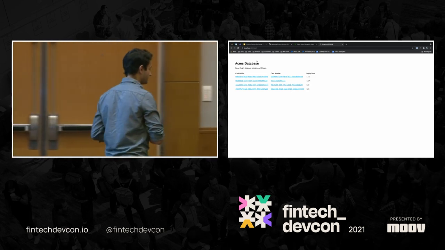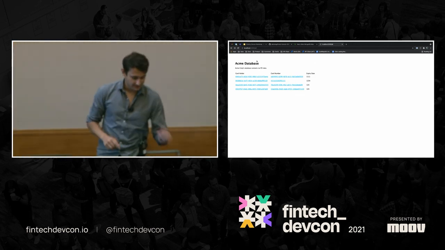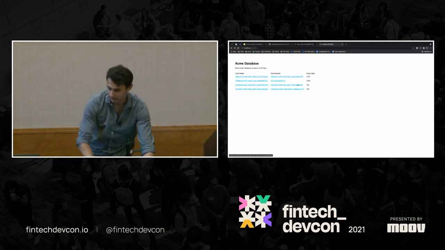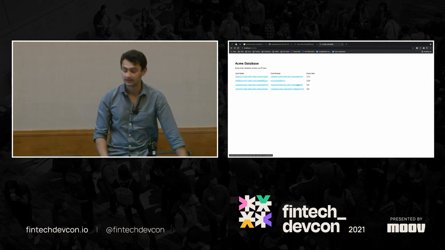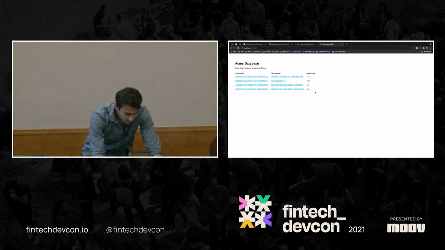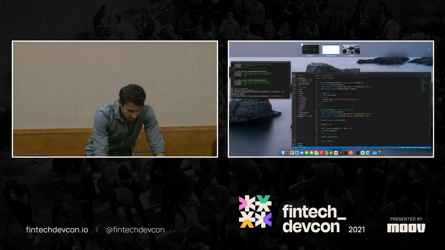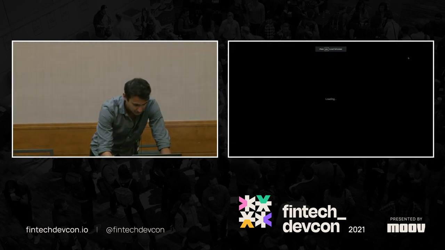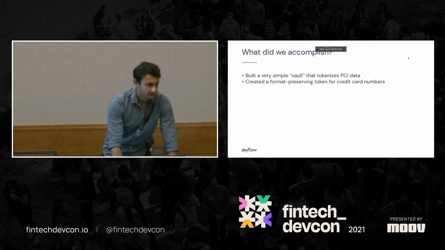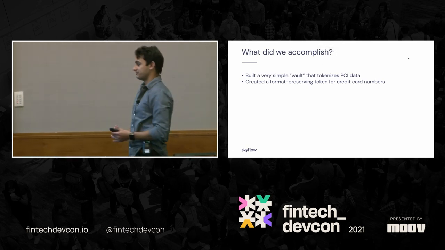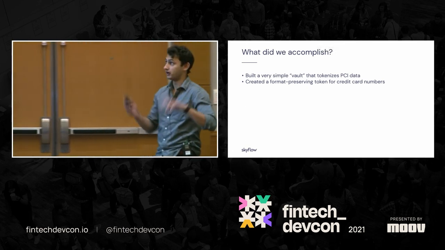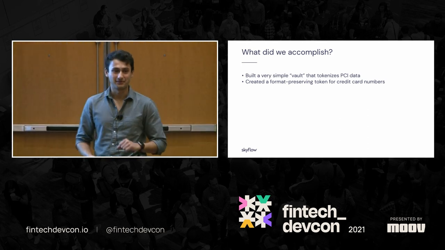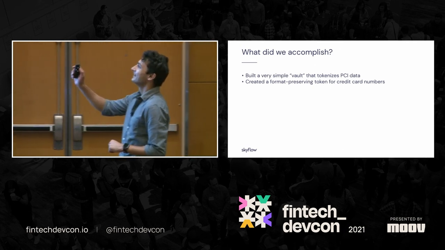Unfortunately, we don't have time to get to that right now. But if we want to do that, there's a very simple fix. We'll push the finished code to that repository if anyone is curious. Cool. So with that, I'm going to go back to the presentation and do a quick recap of what we did. We built a very, very simple vault, quote unquote vault, that tokenizes PCI data coming in. We did not create a format-preserving token, but we'll save that for next time.